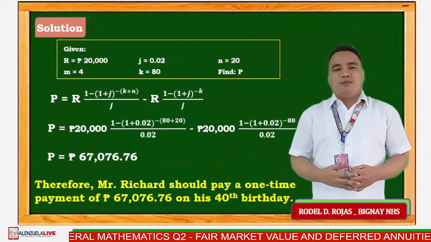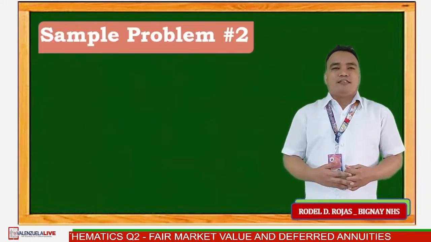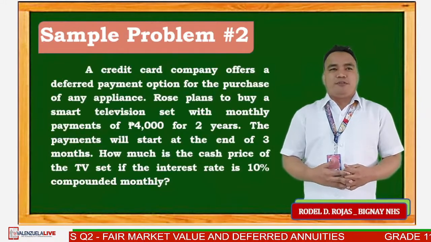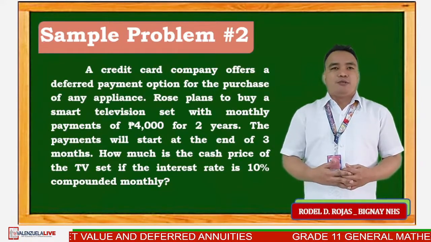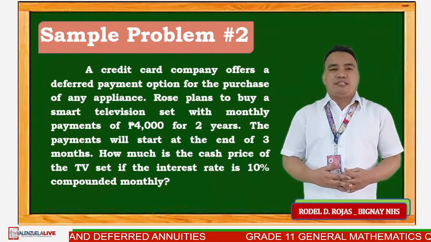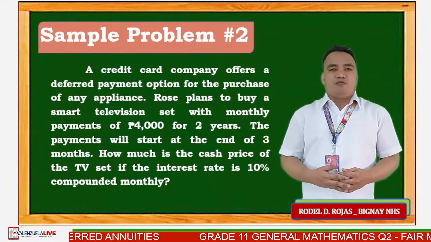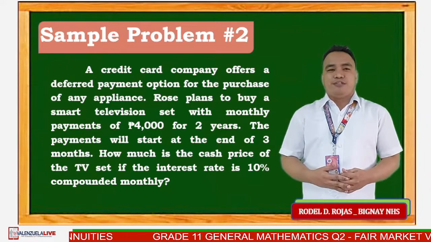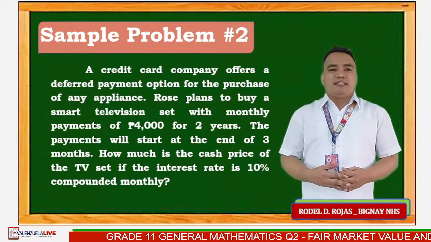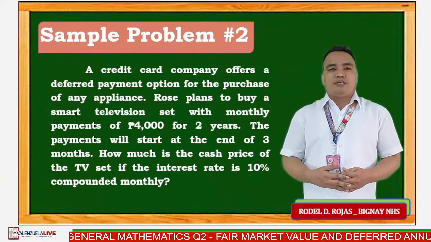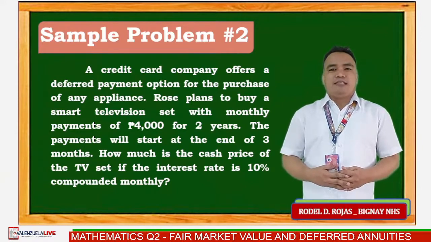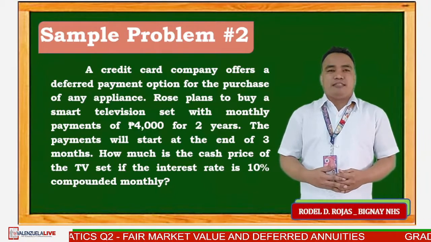Next, sample problem number 2. A credit card company offers a deferred payment option for the purchase of any appliance. Rose plans to buy a smart television set with monthly payments of 4,000 pesos for 2 years. The payments will start at the end of 3 months. How much is the cash price of the TV set if the interest rate is 10% compounded monthly?